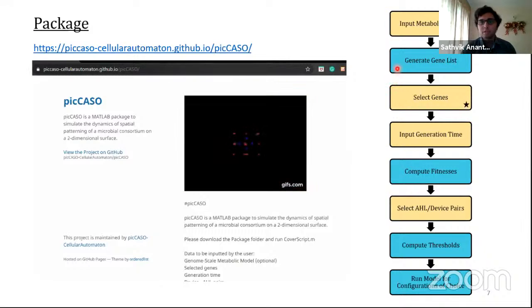The package can be run starting at 2 points. In case you're working with a new organism, that is anything other than E. coli, or you wish to use a genome scale metabolic model other than iAF1260, you would have to input a new model and start the run from here. In case you wish to proceed with E. coli iAF1260 itself, you can automatically start the process from this step.